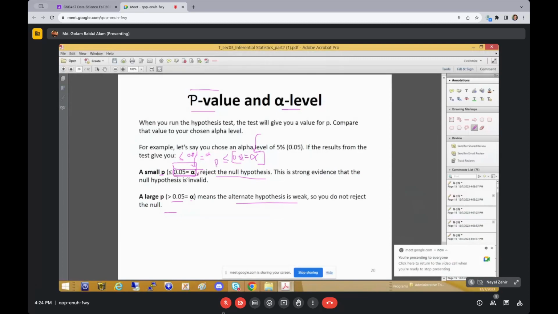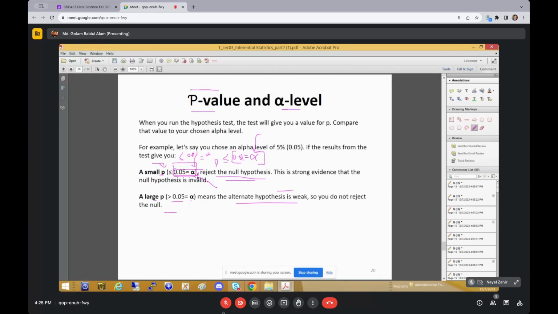Okay, so we are discussing here. If someone mentioned that alpha is just 0.05, this is the accepted level of threshold, the significance threshold. So if the test result shows significance, that means the p-value is less than 0.05, then we can reject the null hypothesis. If it is greater than that, then we will not reject the null. That means the alternate hypothesis is weak in that case.